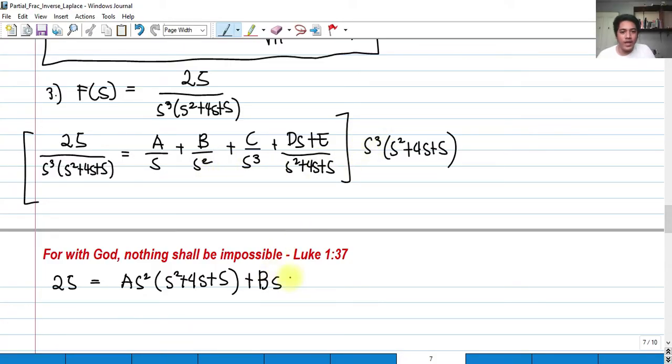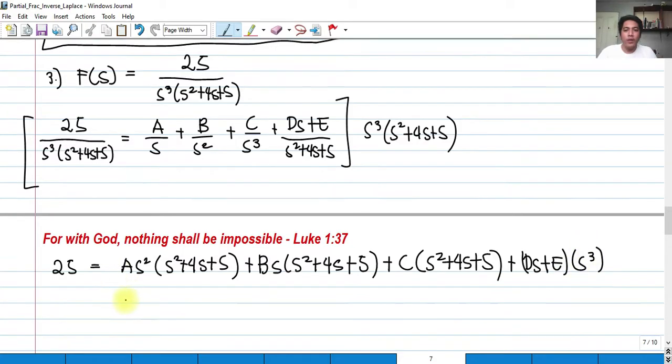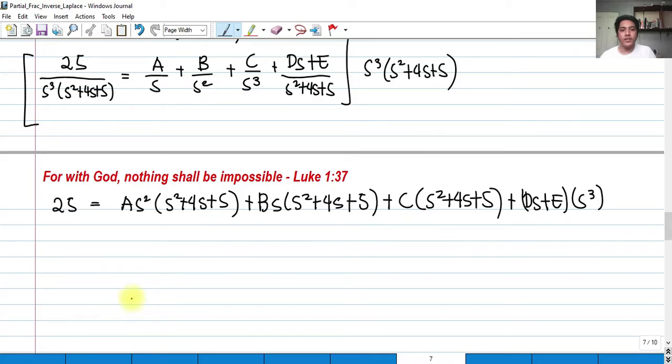And then we are left with s, which is multiplied by s squared plus 4s plus 5. For the c term, the s cubed would cancel, so that would be c times s squared plus 4s plus 5. And for the last term, this entire thing would be cancelled, so ds plus e is now multiplied only to s cubed. And what we are going to do is, again, distribute and group all the terms that have the same degree and formulate such equations and then solve for a, b, c, d, e.